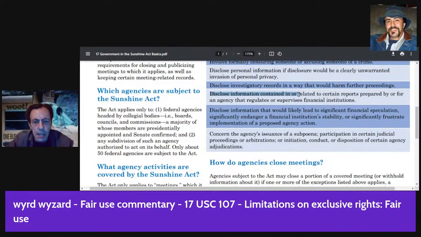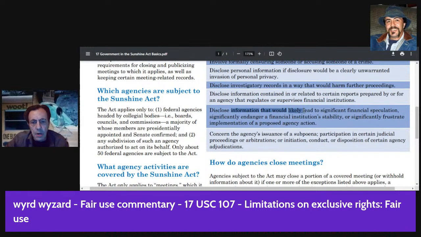Disclose information contained in or related to certain reports prepared by or for an agency that regulates or supervises financial institutions. Again, as it goes to the court record and the conversion of the last name to a firm name would be indicative, whether it be a law firm, an accounting firm, an investment firm, whatever firm, it would be such an investment type of financial institution.